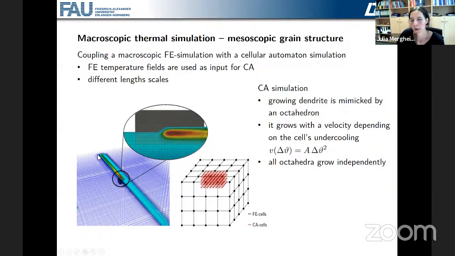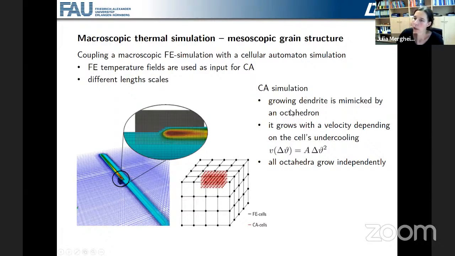Here we see a picture of how that looks. In blue, that is the finite element simulation area, which is a large part of the building chamber. And this gray box here is the region where the cellular automaton simulation takes place. However, we can, of course, use the temperatures that are derived in the finite element simulation and interpolate them in space and in time to get the required temperatures in the middle of the CA, the cellular automaton cells.